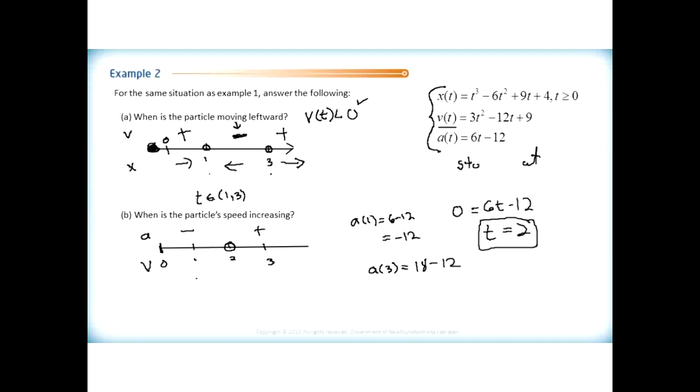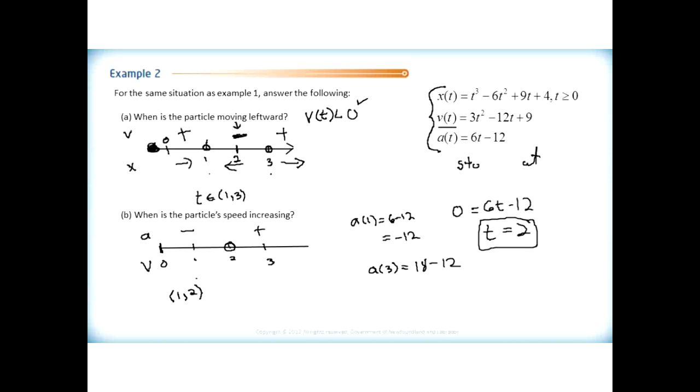So now if we compare the two little sign diagrams we have, the one up top and the one down the bottom, we're looking for places where we're both positive or both negative. So my acceleration is negative from 0 up to 2, and then it's positive everywhere after that. So from 0 up to 2, the only place that I'm going to be negative for my velocity is from this point 1 here up to 2 there. That's going to be negative. So we're going to be increasing speed on that first interval. We can say from 1 up to 2, we're increasing speed and we're moving leftward.